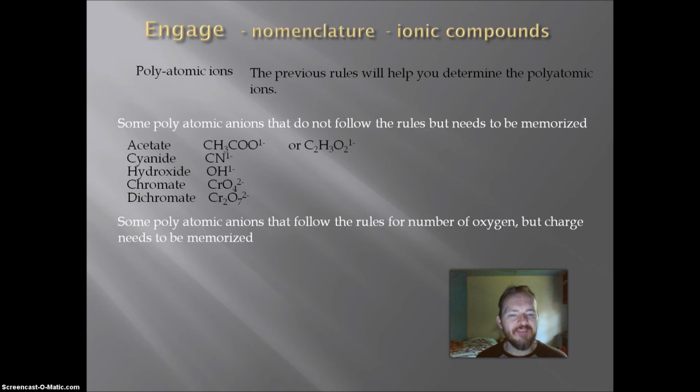And then there's a couple that follow the rules for number of oxygen, but you need to memorize the charge. Carbonate is one of them. Carbon is an inner nonmetal, so the -ate says there are 3 oxygen, which follows the rules. But we don't know of a charge for the monoatomic carbon ion, so we just need to memorize the one for the oxyanion. And carbonate is going to have a charge of 2 minus. And then we talked about nitrate before. It has a charge different than its monoatomic ion, and the nitrate has a charge of 1 minus. And nitrate is perhaps the most common polyatomic ion that we will be using.